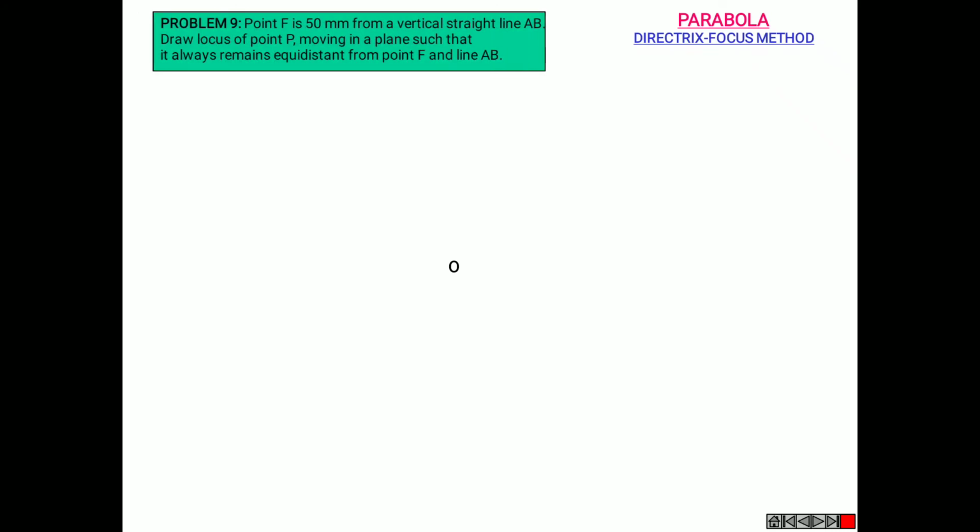So there is a problem here. Point F is 50 mm from a vertical straight line AB, which is nothing but the directrix. Draw the locus of point P moving in a plane such that it always remains equidistant from point F and line AB.